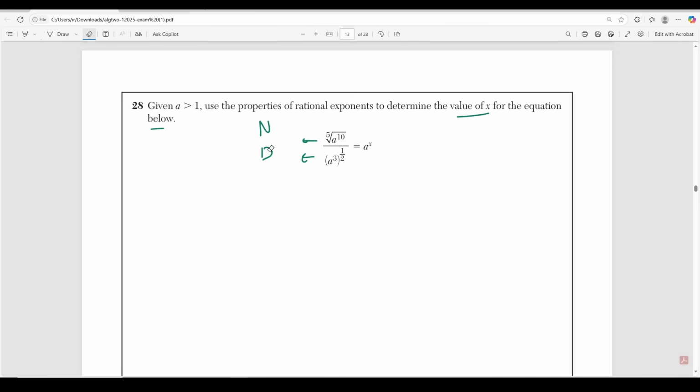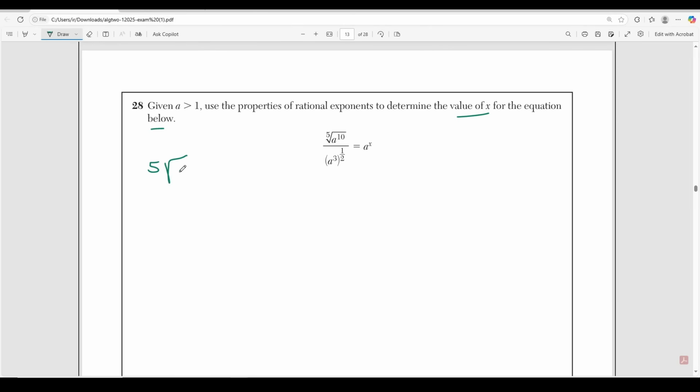So I'm going to start looking at the numerator. Inside the numerator, I have 5 root a to the power of 10. And you should always know this. If you have a to the power of b over c, this is equal to the c root of a to the power of b. In other words, if you have a to the power of b over c, whatever's in the denominator goes on the outside of the radical, and whatever's in the numerator goes as the exponent to that base.